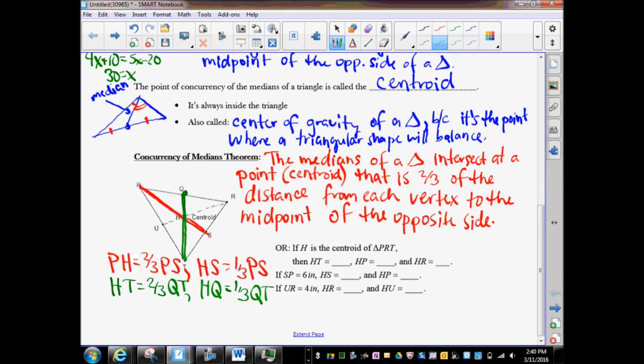Alright, so then our last piece, let's take a look at RU. Again, 2/3 of the distance is HR. So HR is equal to 2/3 of the whole thing. And the little guy, HU, is only 1/3.